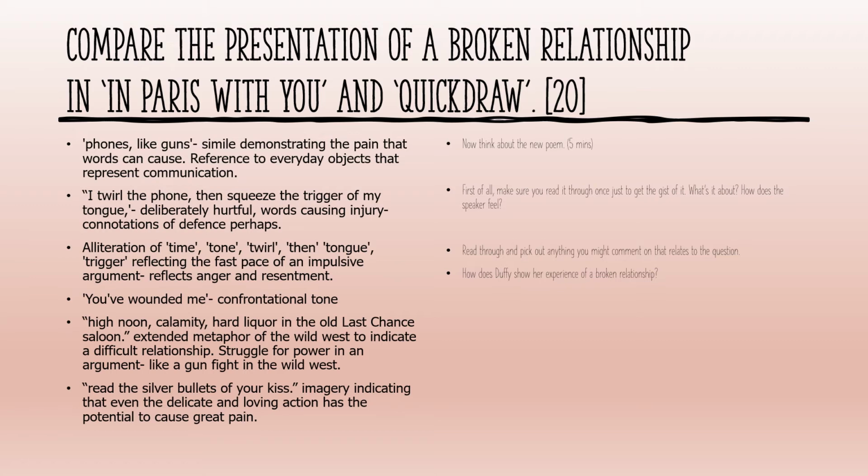Alliteration. Time, tone, twirl, then tongue, trigger, reflecting the fast pace of an impulsive argument. It's like two people having an argument, the tone of this poem. You've wounded me. That's very confrontational. High noon, calamity, hard liquor. In the old Last Chance Saloon, it's an extended metaphor. It's from Western films, the Wild West, to indicate a difficult relationship, struggle for power in an argument, like a gunfight in the Wild West.